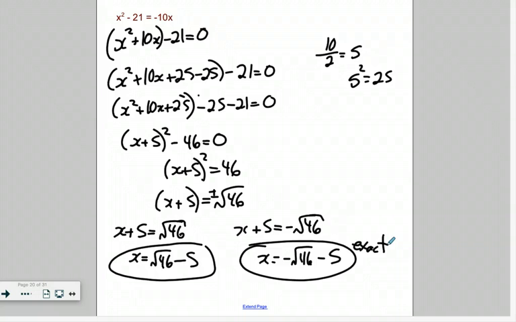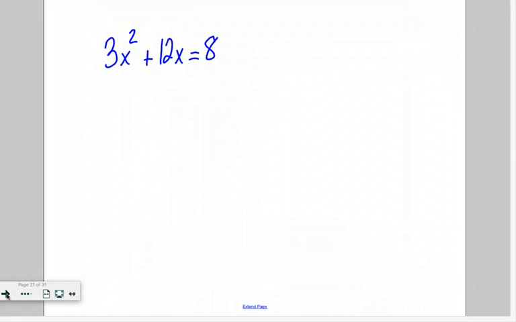Right? Again, you can always get an approximate value by calculating on your calculator the square root of 46 minus 5 and saying that that's approximately equal to 1.78, or that this one is approximately equal to negative 11.78, right? But exact values are something we're going to keep in mind, okay? So we'll just do one final example on this, on the completing the square, okay?